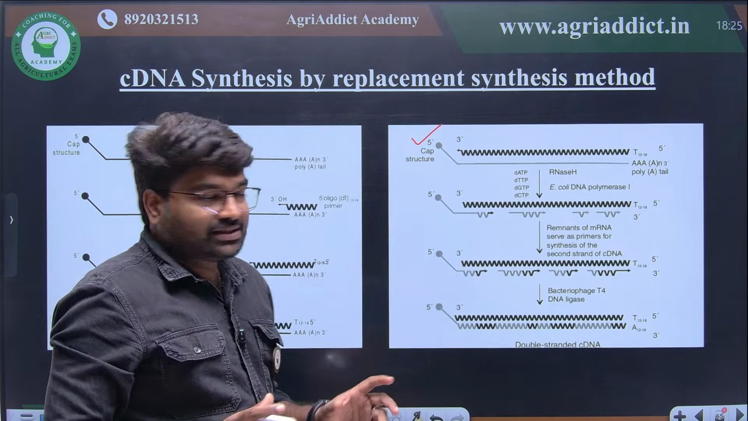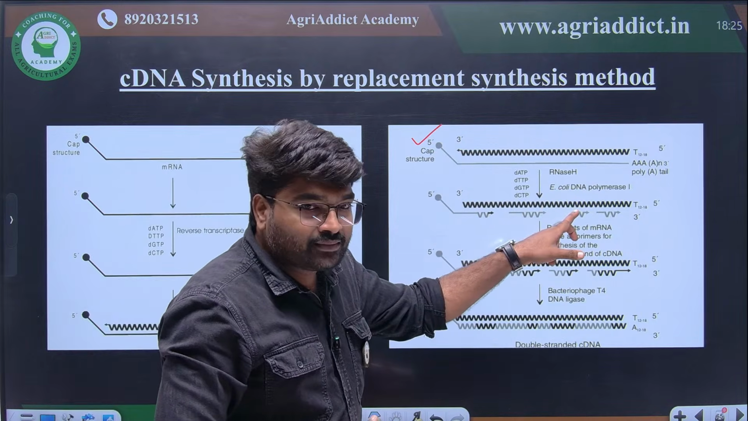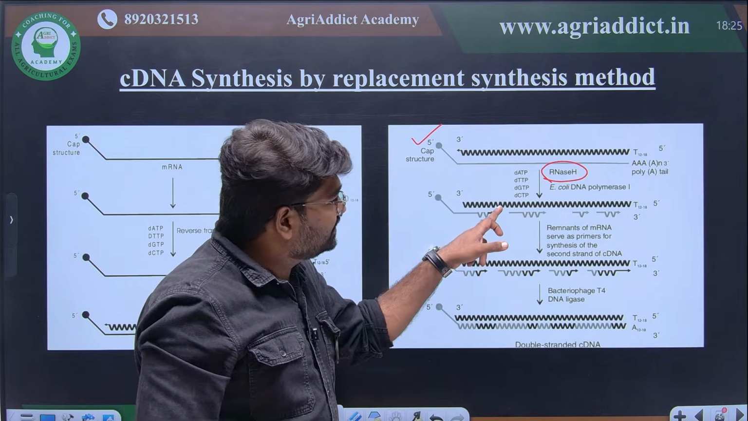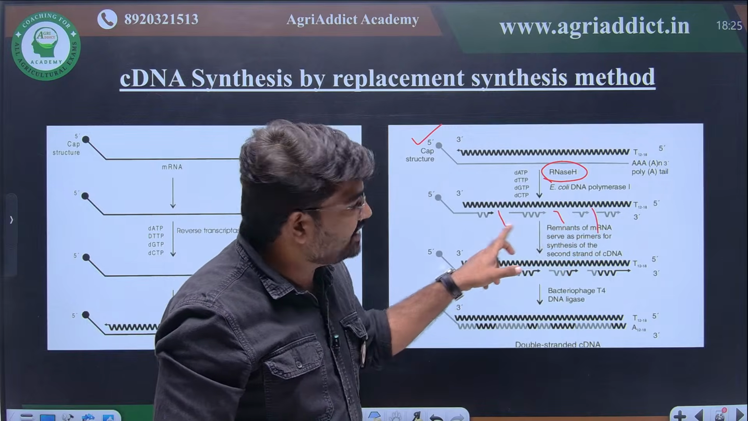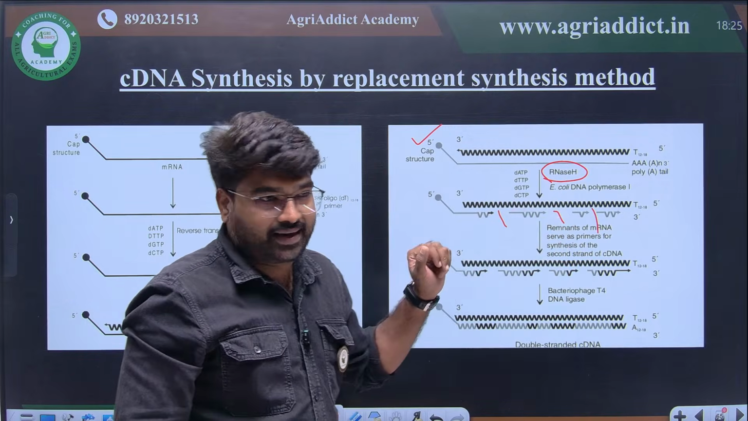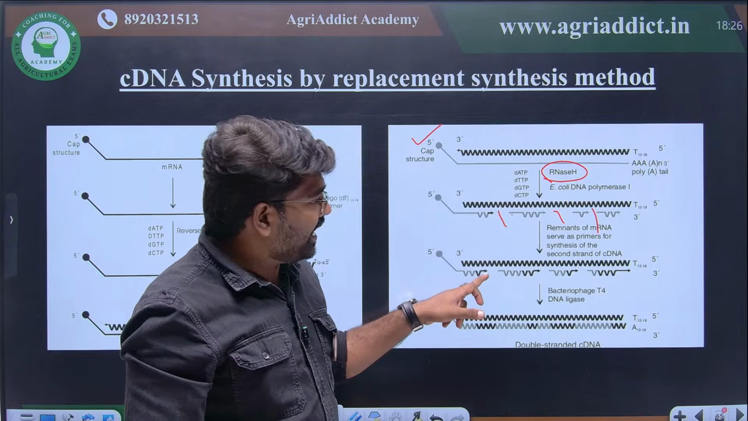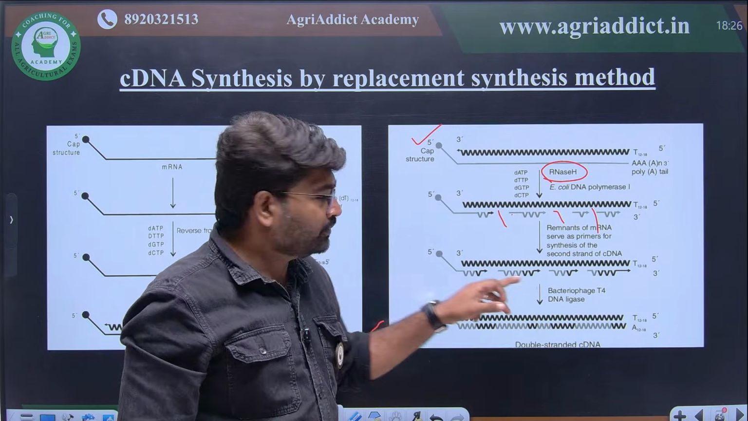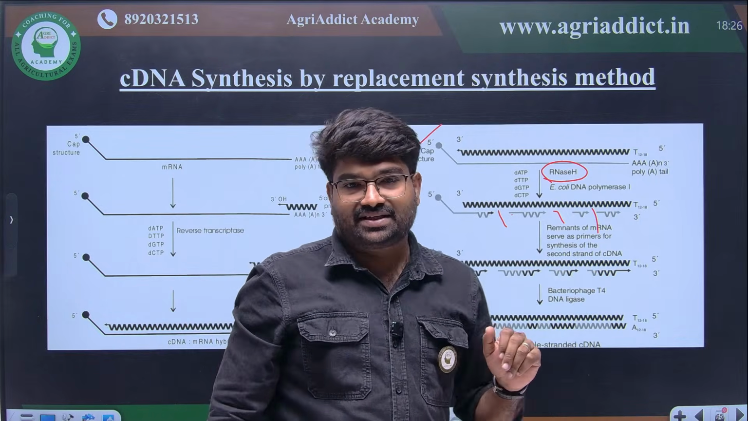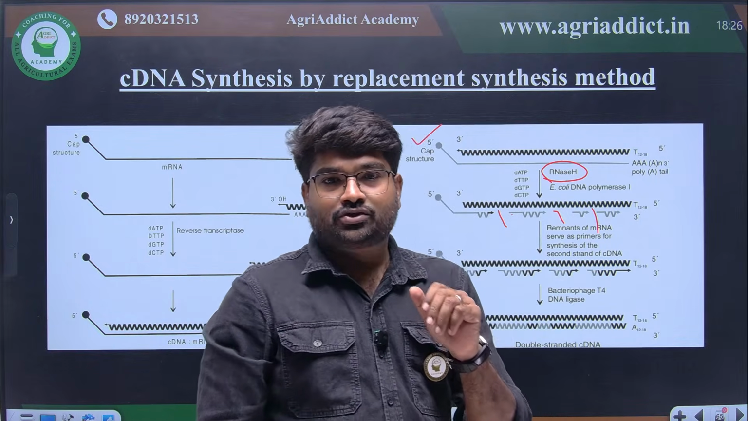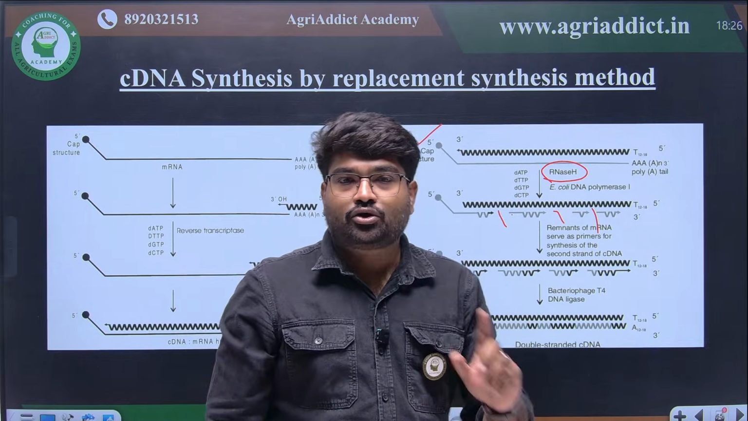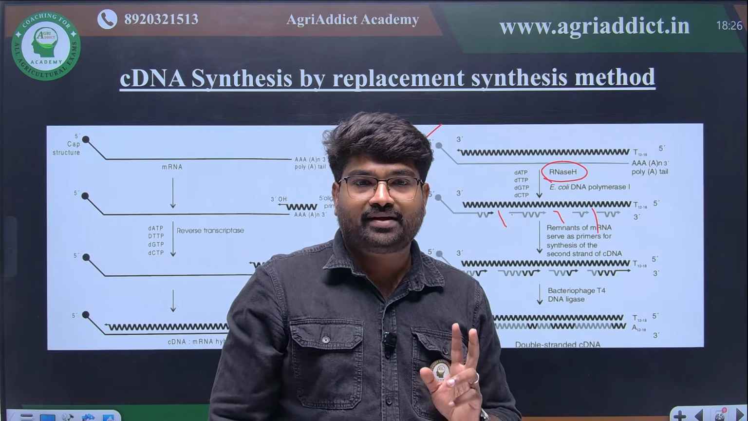But in the replacement method, the first strand will be there, then they will treat with RNase H. Because of this, the RNA molecule will form nicks. Different nicks will be there. These nicks will act as primers. Then the DNA polymerase enzyme will come and synthesize the second strand. Clear? So replacement synthesis and self-priming are two different methods of cDNA synthesis.